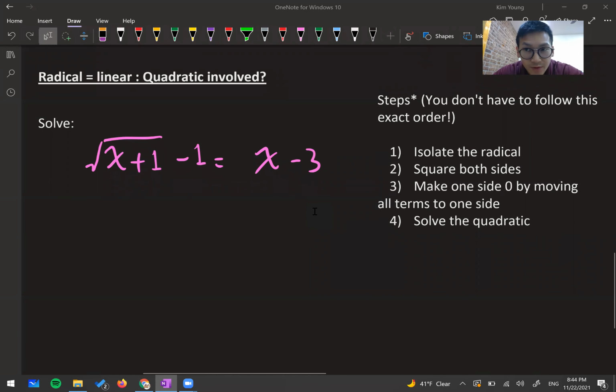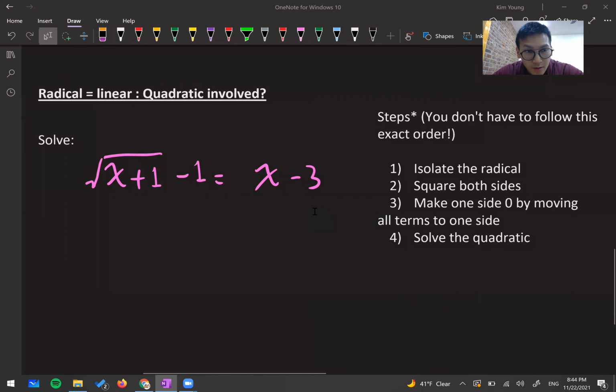Yo, hope everyone's well. Okay, so guys, this is going to be an example where we have a radical function equaling a linear function. And in this example, it's going to turn out that you end up getting some kind of quadratic involved, and you have to solve that quadratic.